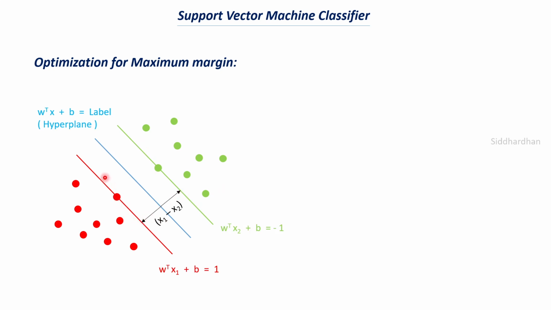Let's say that the coordinates of this particular line are represented by x1, and the coordinates of this line are represented by x2. If you try to find this x1 minus x2 value, that will be your margin distance. And once we find this margin distance, we will try to increase this value. We know that the equation of this hyperplane is w transpose x plus b, which will be our label. So this label is nothing but either a positive value or a negative value.